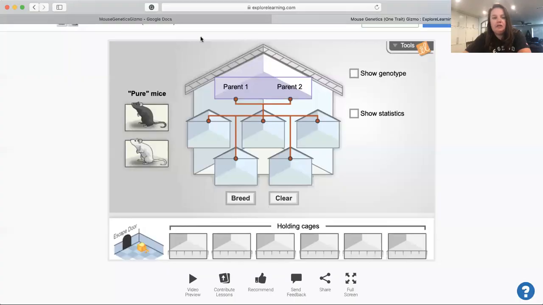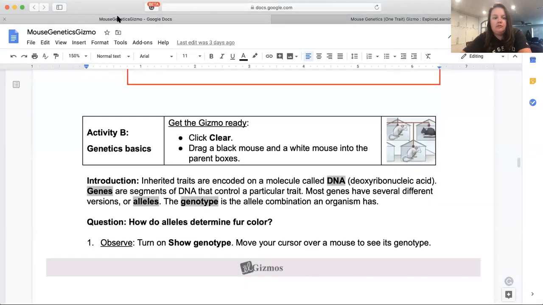All right, this is the video for activity B. So you need your Gizmo open and your doc for activity B, and let's jump right into it. The main question we're going to be focusing on this time is how do alleles determine fur color? Now you may not know what alleles are, but that's what we're going to learn in this video.